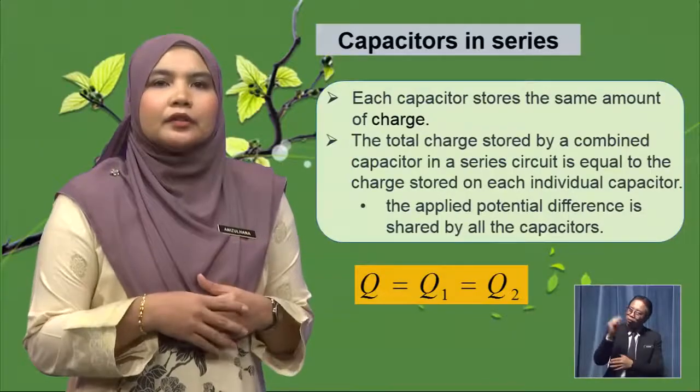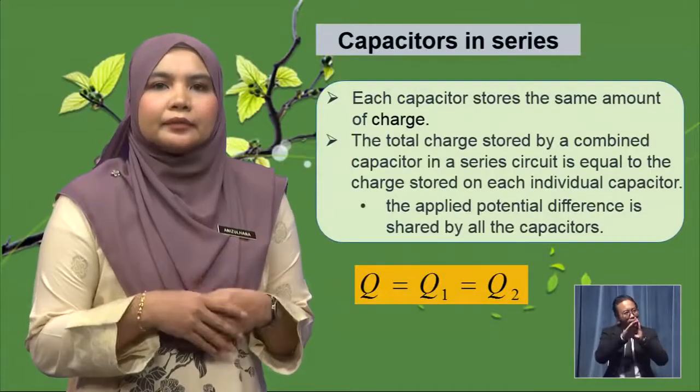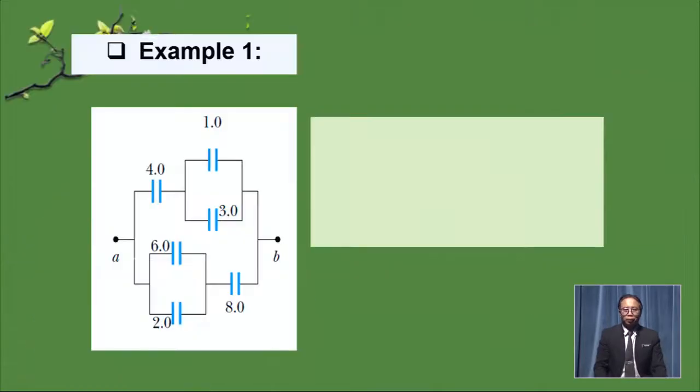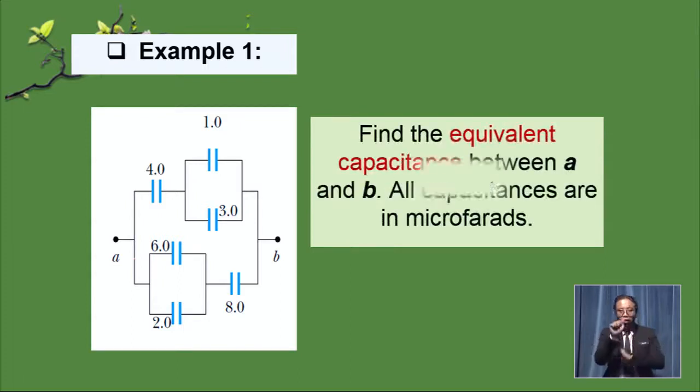Let's move on to example 1. Find the equivalent capacitance between A and B for the combination of capacitors shown in the figure. All capacitances are in units of microfarads.